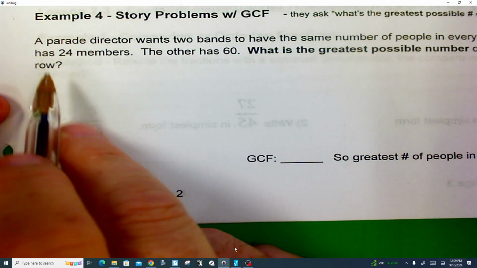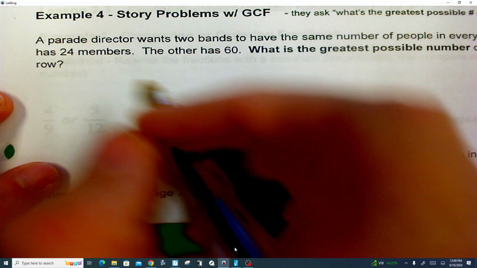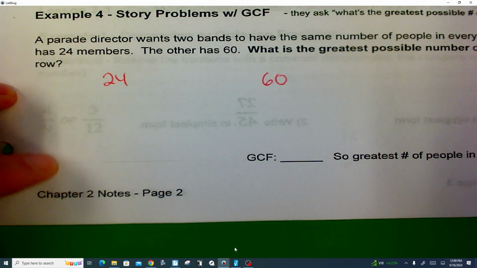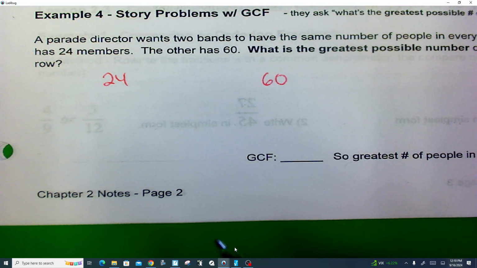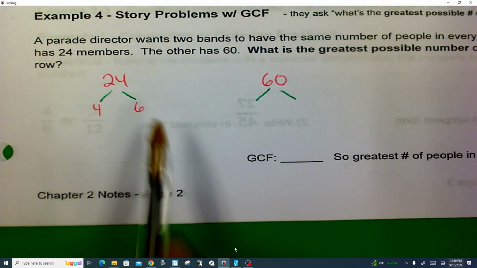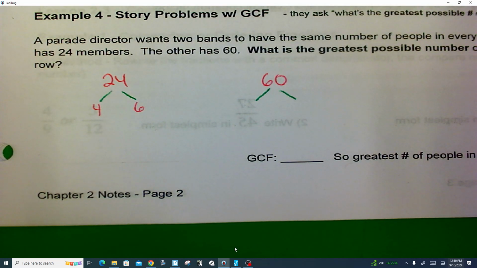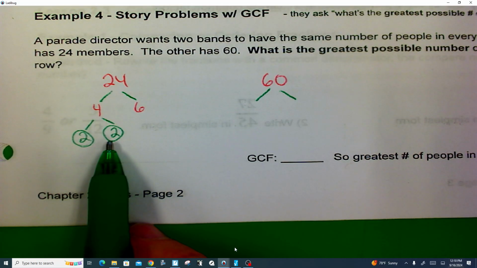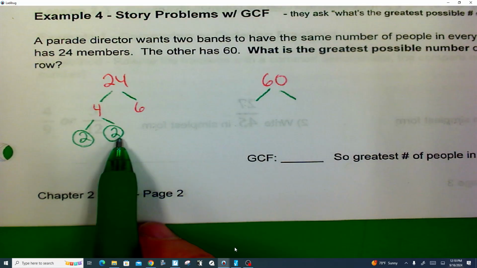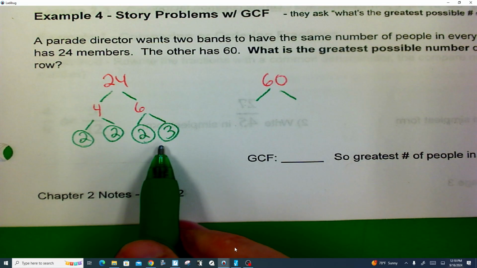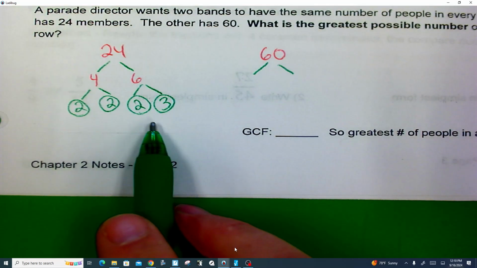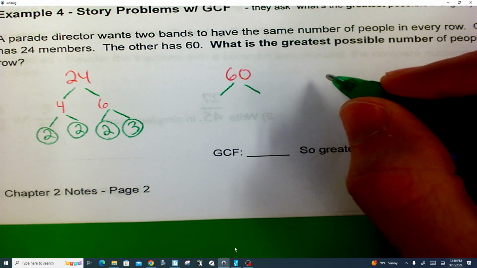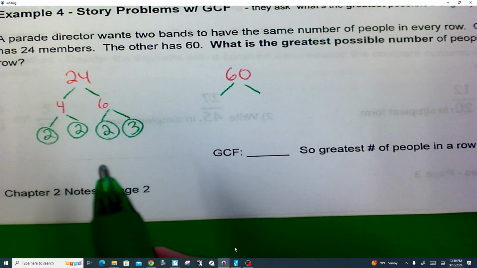So what are my band sizes? Well, one band has 24 members and the other one has 60. So just write 24 right here, 60 over there, and then we start breaking it down the same way that we did before. Would you agree 4 times 6 is 24? Cool. Neither one is prime, so break it down further. The 2 times 2 are primes, and the 2 times 3 is 6. Those are prime also. So over here, we list the prime factorization of 24.